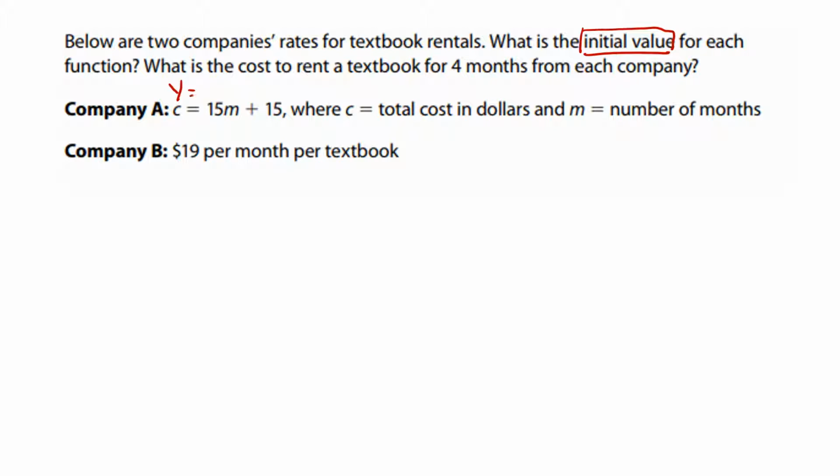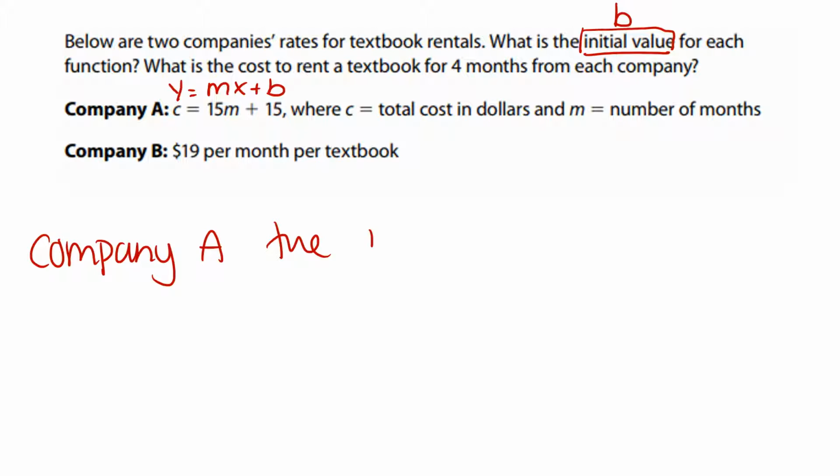Remember, we use the equation y equals mx plus b. Even though they use different variables, it's still in the same format. The y, the C value, is by itself. The mx, the 15M, is together, and the plus 15, the plus b, is at the end. Now, the initial value is represented by the letter b. So for company A, the initial value is 15. It's that b value, the plus b value here.